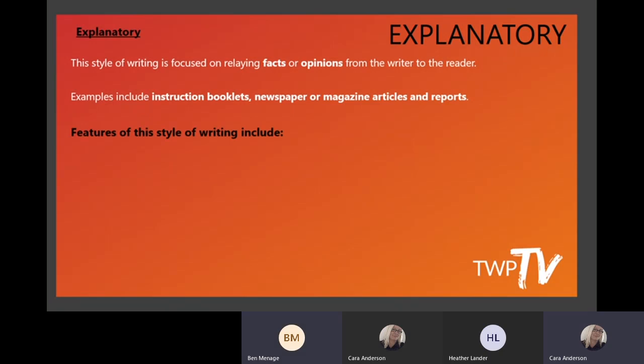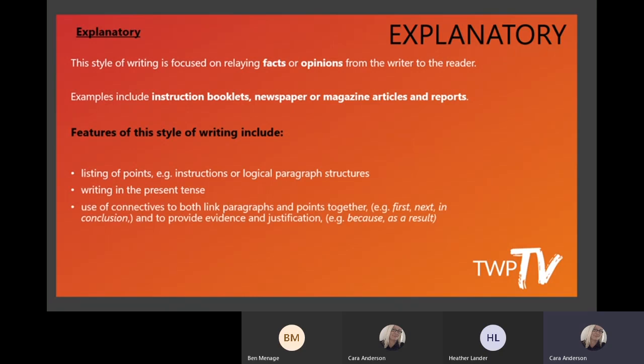So how would you know it's explanatory? They could be listing the points, so instructions or logical paragraph structures. Writing in the present tense, so what's happening here and now. And they could be linking the paragraphs and points together. So first this happened, next this happened, and then in conclusion, this is what happened, or this is what you should do. Okay.